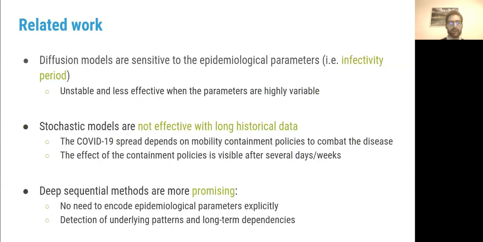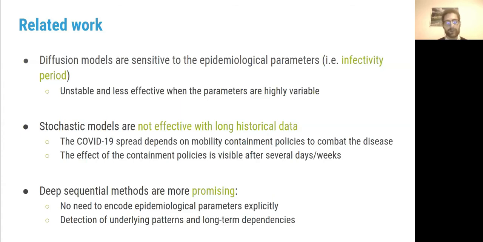To summarize, available studies confirm that diffusion models are highly sensitive to epidemiological parameters, mainly the infectivity period and the incubation period, making them less effective when these parameters show a high variability within the population, as for COVID-19. Stochastic models instead may rely on observable data, such as the daily infections, meteorological, and traffic data. However, they are less effective with long historical data.